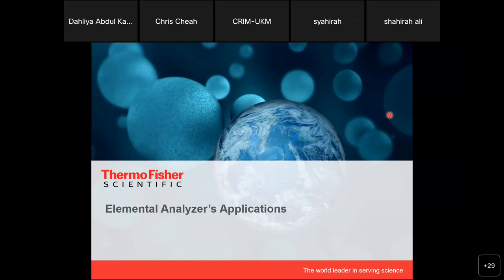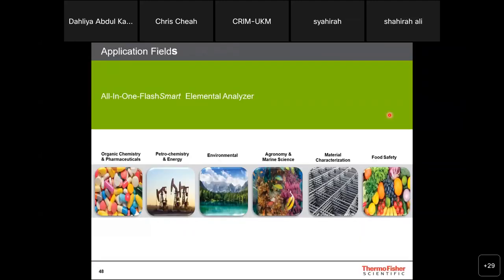Applied market means, in our industry, how it affects our supplements, how it affects our diet without us knowing. So I summarize the top six market or application fields where the elemental analyzer method is commonly deployed, without you knowing: the pharmaceutical and organic chemistry market, and petrochemistry. I think this is quite common. We know that petrochemical will always use an elemental analyzer.